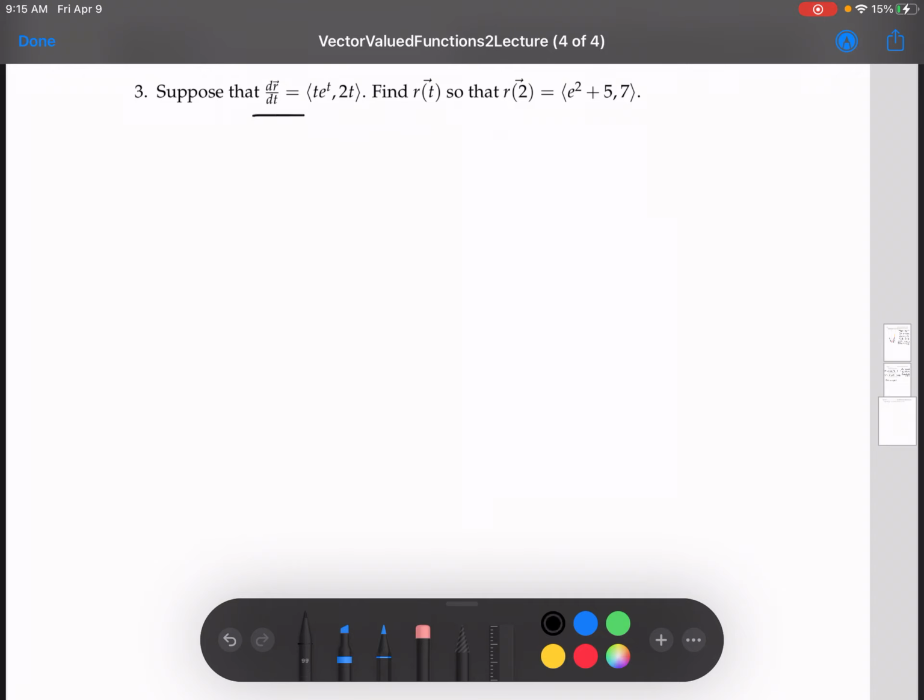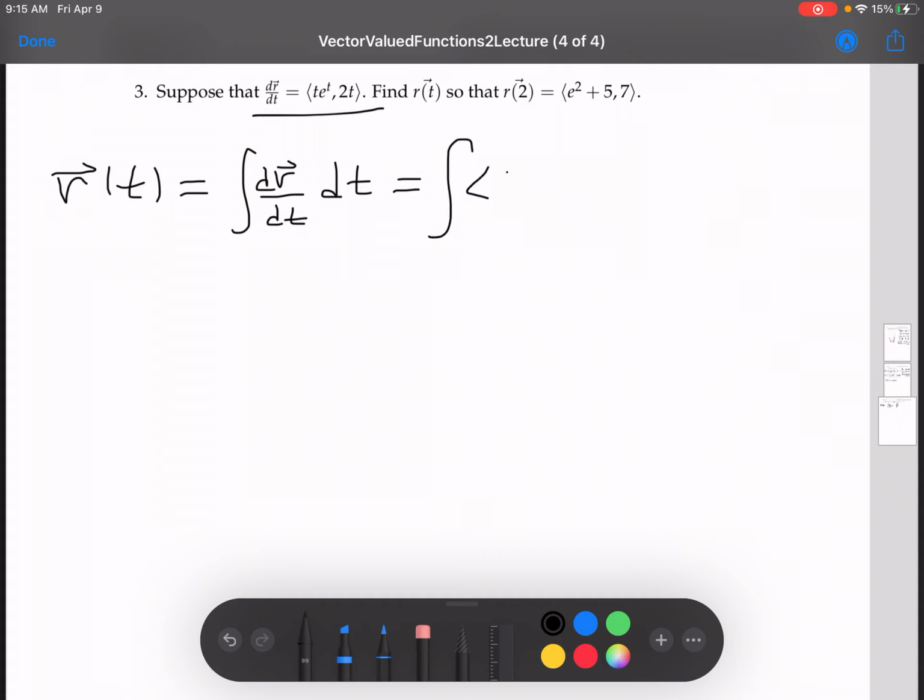So again, we have a derivative of a vector-valued function. So then the original vector-valued function, r of t, is the antiderivative of dr dt with respect to t. And if you think about how the derivative of a vector-valued function is just the derivative of each of the components, it makes sense that the antiderivative of a vector-valued function is just the antiderivative of the components.